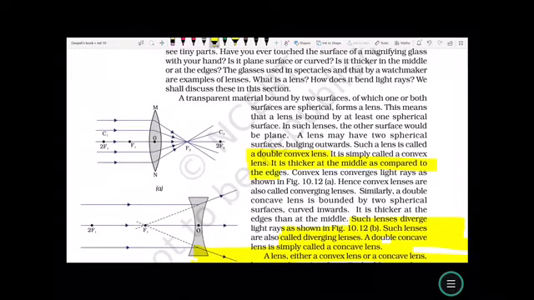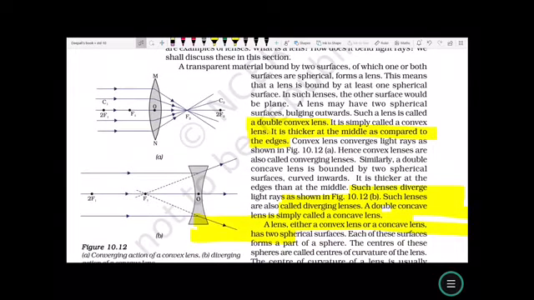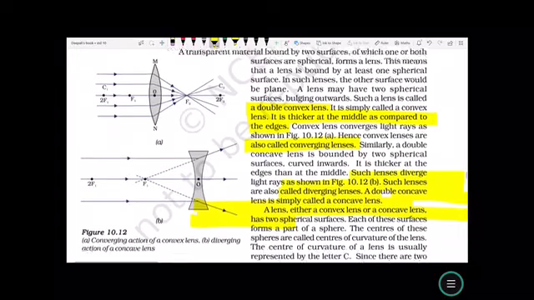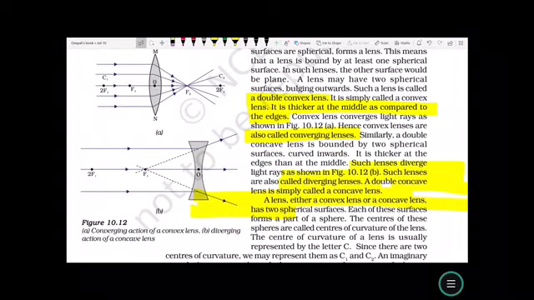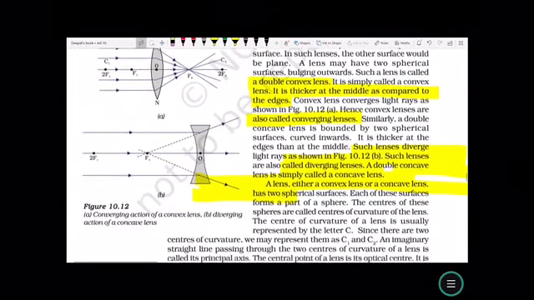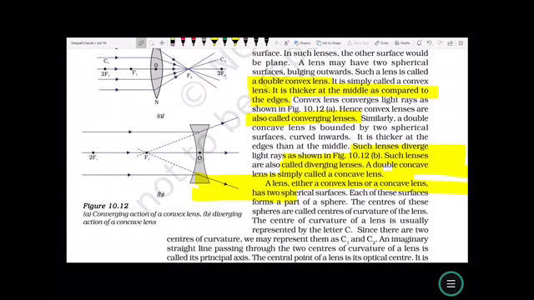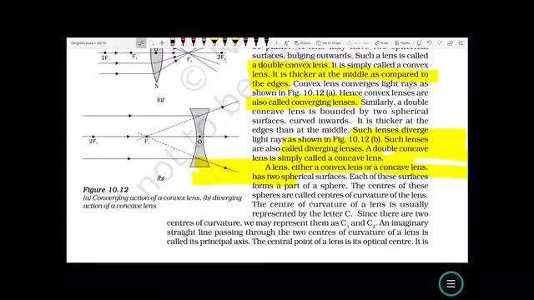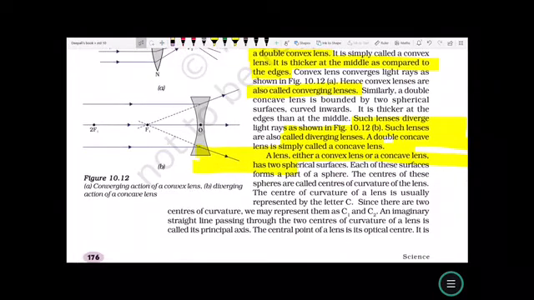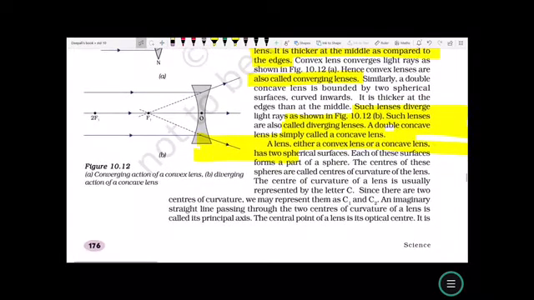It is thicker at the middle as compared to the edge. The convex lens converges light rays as shown in the figure. Hence, convex lenses are also called converging lenses. Similarly, a double concave lens is bounded by two spherical surfaces curved inwards. It is thicker at the edge than at the middle. Such lenses diverge light rays as shown in the figure. Such lenses are called diverging lenses. A double concave lens is simply called a concave lens.